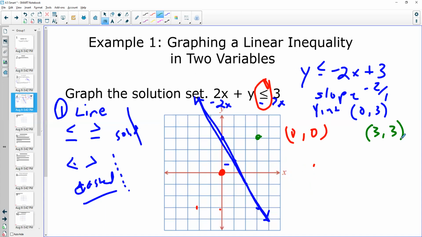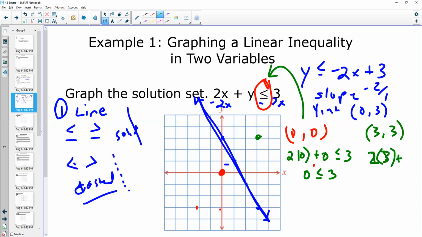And then I'm going to test them in my equation. So I'm going to say 2 times 0 plus 0 less than or equal to 3. Well, 2 times 0 is 0 plus 0. 0 is less than or equal to 3. That's true. And then I'm going to test the other. 2 times 3 plus 3 less than or equal to 3. Let's see, that's 6 plus 3 is 9. 9 is less than or equal to 3? No. This one works, that one doesn't. So the red one works.